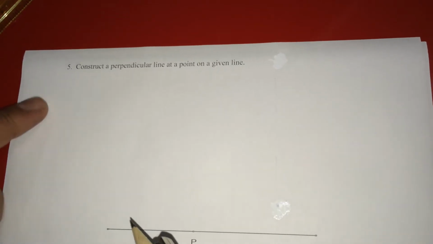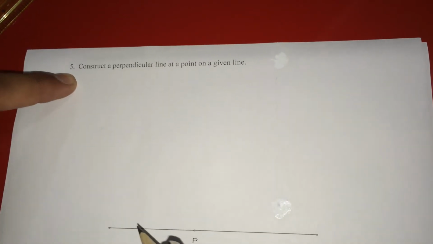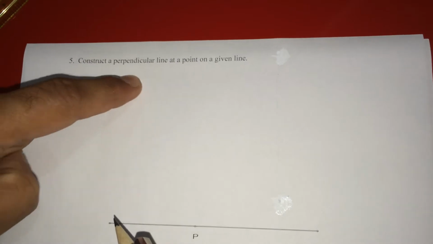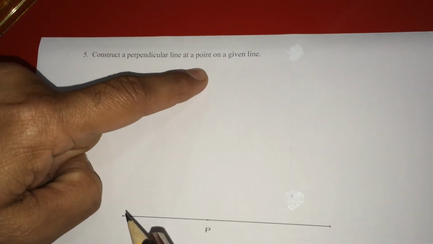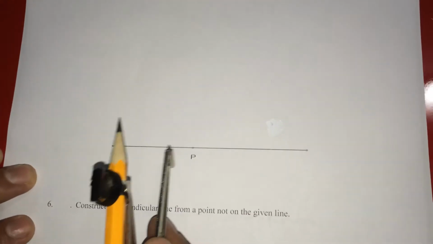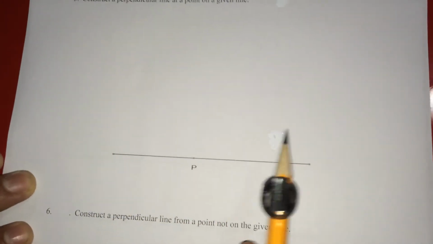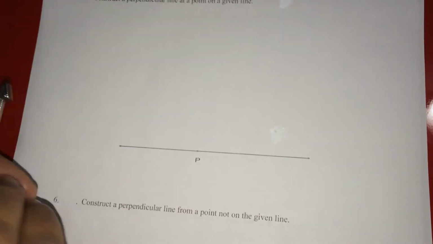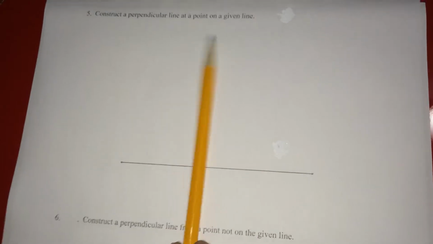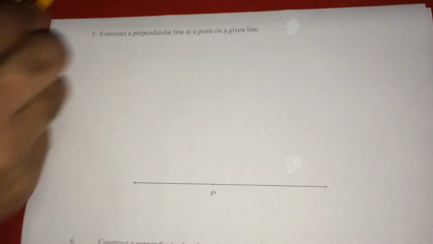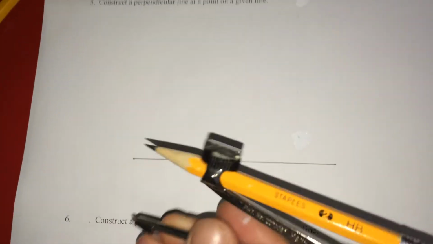Now I am going to show you the procedure to construct a perpendicular line at a point on a given line. Here this point P is located on the line exactly. At this point P we have to construct a perpendicular line like this. So how to do that? You have to use only a ruler and a set of compasses.